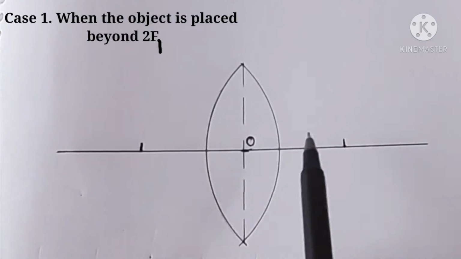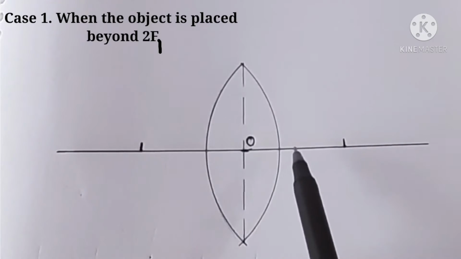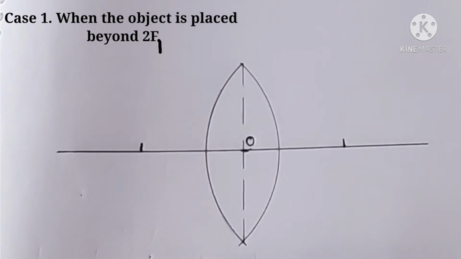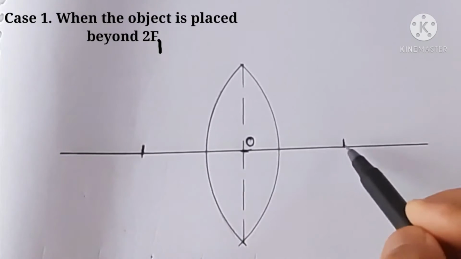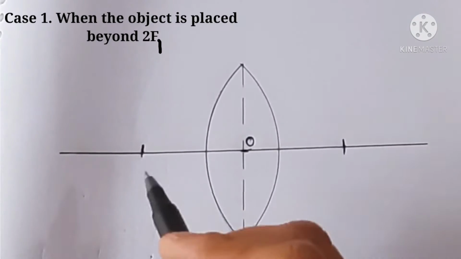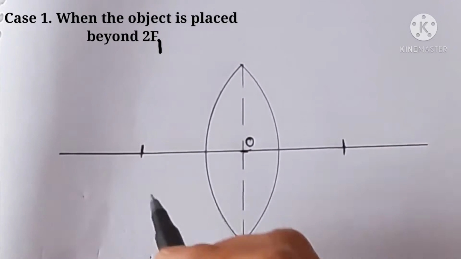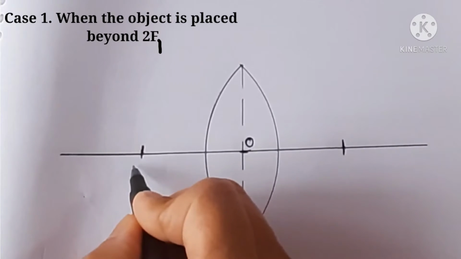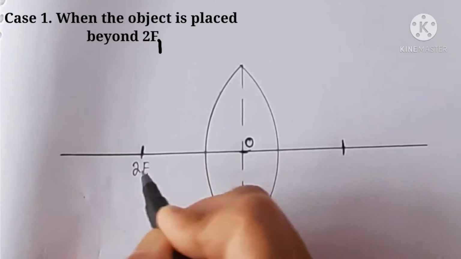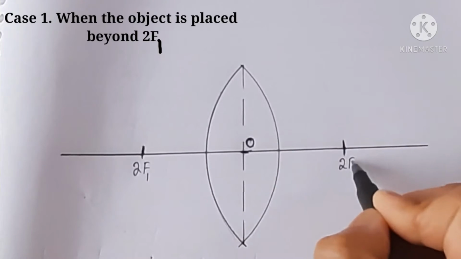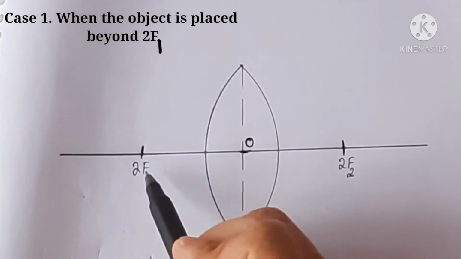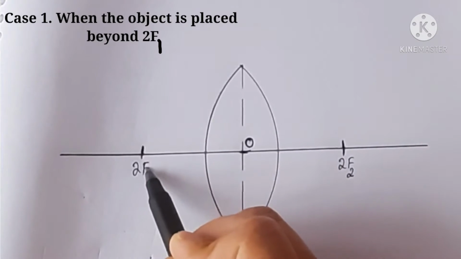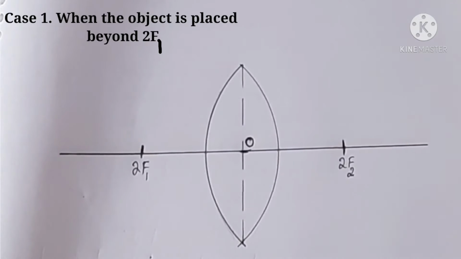Keep in mind, you take either 4 or 6, an even number, it will be easier later on to divide it into 2 equal parts. So you have here OC1, OC2. But keep in mind, we never write C1, C2. Instead, we write twice F1 for C1 and twice F2 for C2.